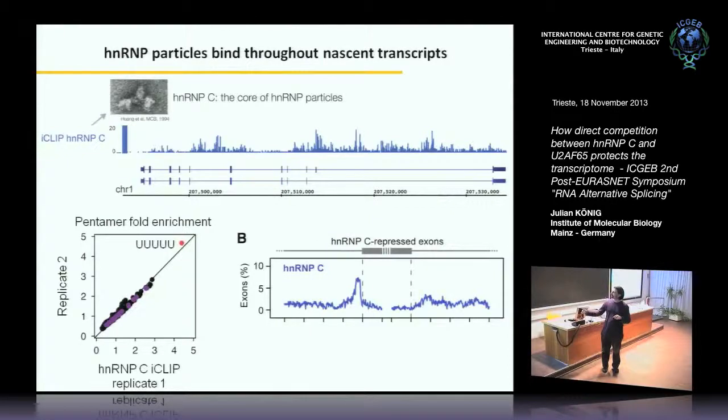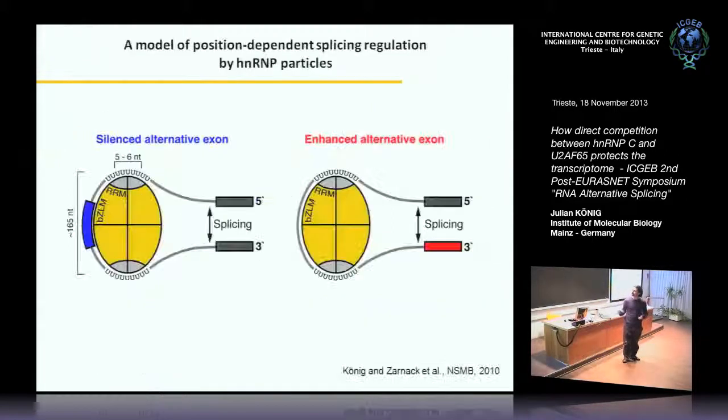Then you see an enrichment of hnRNPC upstream of the exon and also a little bit downstream of the exon. And from this and other data, we initially formulated a model for hnRNPC function where binding of hnRNPC to uridine tracts upstream and downstream of an alternative exon would silence this exon, whereas when you would have hnRNPC particles forming within introns, that would enhance the splicing of a downstream alternative exon.